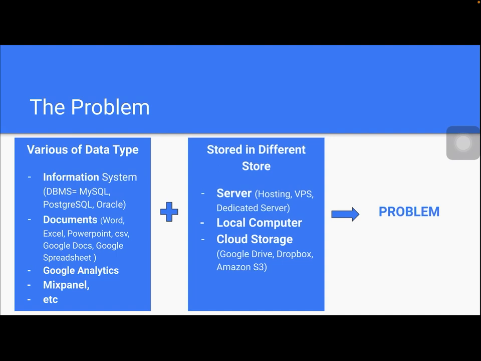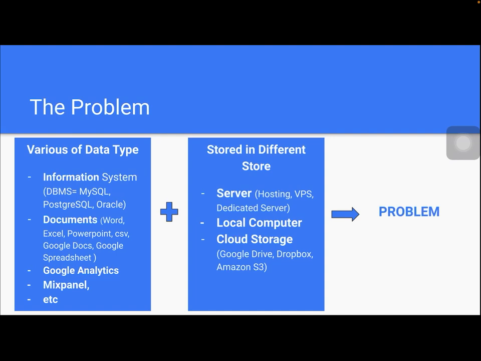And then the second problem is that the data is stored in different stores. We know that we have a lot of information systems and a lot of documents. The information systems are sometimes on a server, in hosting, on a VPS, or maybe on a dedicated server, and maybe the documents are on a local computer, and maybe the documents are in cloud storage, for example in Google Drive. We know that a lot of spreadsheets are in Google Drive, something like that.